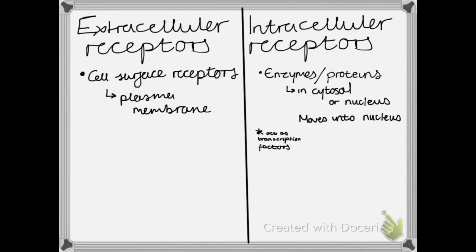So we're going to be talking about receptors, and there are two types we're going to be talking about, which are your extracellular receptors, which is when they're on the surface of a cell, so sort of in the plasma membrane and then sticking out of it, and then intracellular receptors, which are often types of enzymes or proteins found in the cytosol or nucleus, or they can sort of move from the cytosol into the nucleus and move about a bit. They can also act as transcription factors.